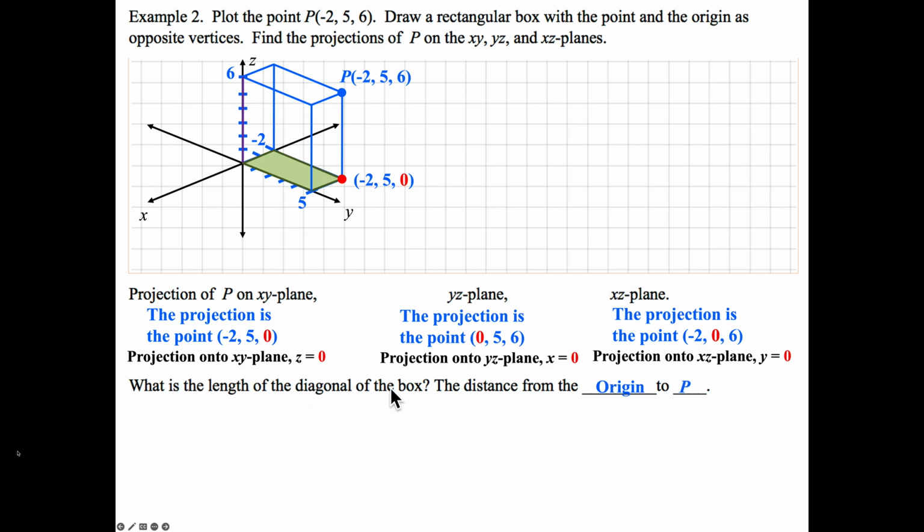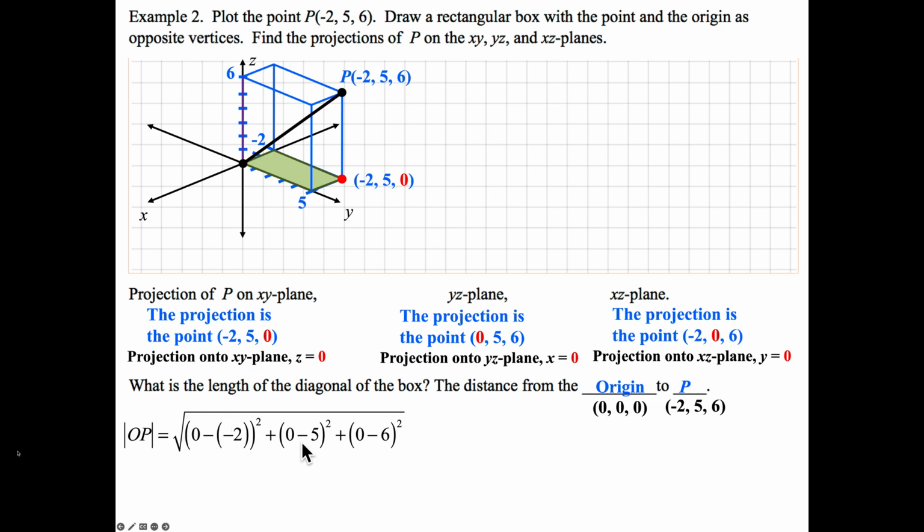What is the length of the diagonal of our box? We're going to go from the origin to point P. There's my line segment. So origin's at (0, 0, 0). Point P is at (-2, 5, 6). Use your distance formula. And again, you can subtract in any order. 0 minus a negative gives me a +2. 2 squared, 4. 0 minus 5 or 5 minus 0, either way, it's going to be a 5. Whether it's positive or negative, squaring it makes it 25. 0 minus 6, same thing, or 6 minus 0. You're going to get a 36 when you square 6 or -6. Add that all together, we get 65. The distance is the square root of 65.